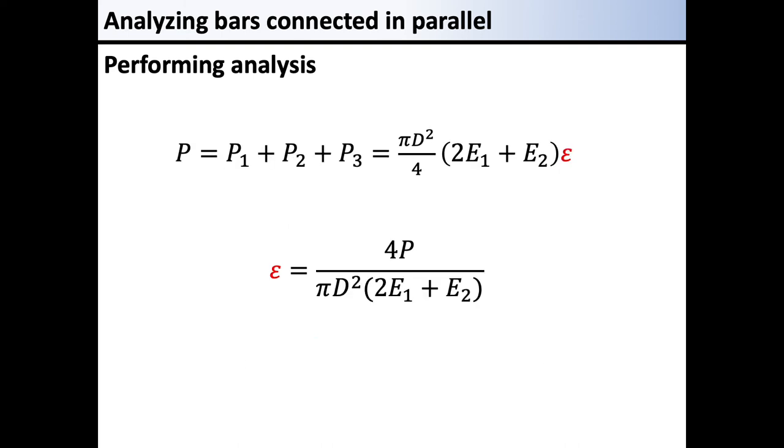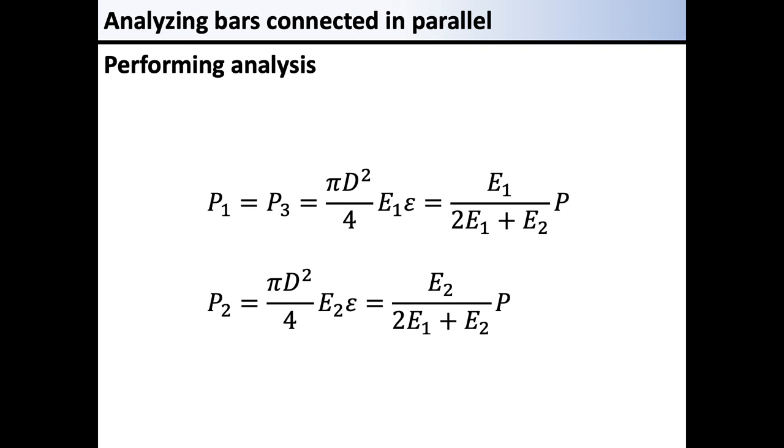Considering that the total of the loads acting on the three bars, P1, P2, and P3, is P, we can now eliminate P1, P2, and P3 by using this relationship to get the following equation, because we know that the sum of P1, P2, and P3 is P. We solve the equation for epsilon. Now, we have the equation which defines the strain given by the two Young's moduli, the load and the diameter.